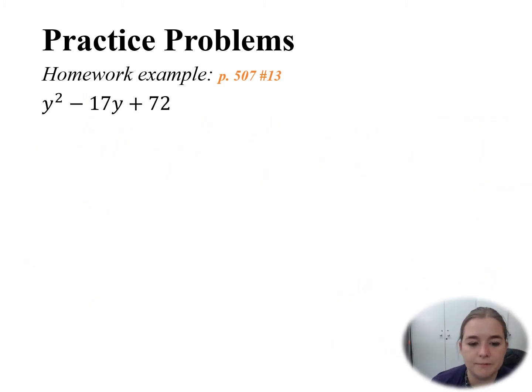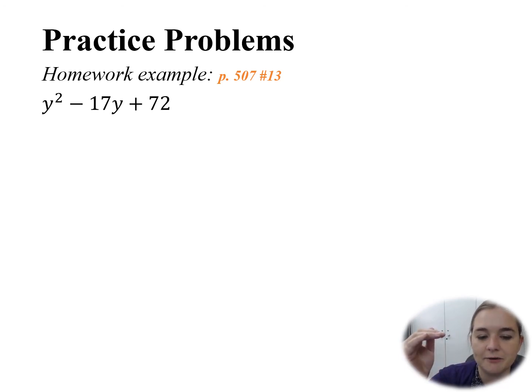One homework problem to go over here. I want to think about y squared minus 17y plus 72. And now this time I'm using y instead of x. It doesn't matter. That's just a placeholder for my variable. And it matches. The squared piece is the same as the singular piece. So this is still in that same form.